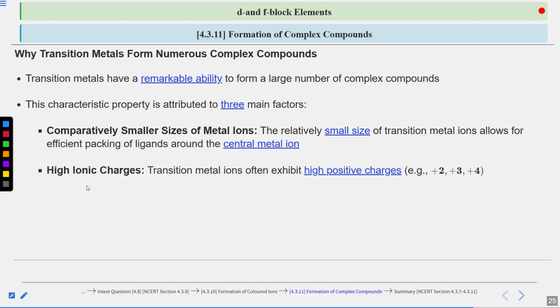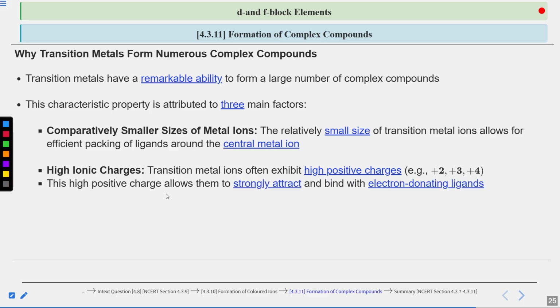The second factor is high ionic charges. Transition metal ions often exhibit high positive charges like +2, +3, and +4. This high positive charge allows these transition metals to strongly attract and bind with the electron donating ligands, the ligands which are going to donate their electrons. Because they already have high positive charges, they need electrons, so they attract the electron donating ligands and bond with them.